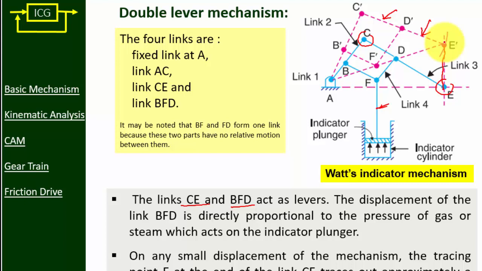So this is a special case of 4-bar mechanism which does not satisfy Grashoff's law. With this we have discussed what a 4-bar mechanism is, different parts of the 4-bar mechanism, and inversions of the 4-bar mechanism, namely inversion 1, 2 and 3.